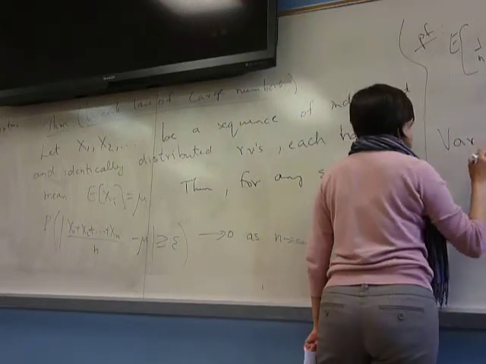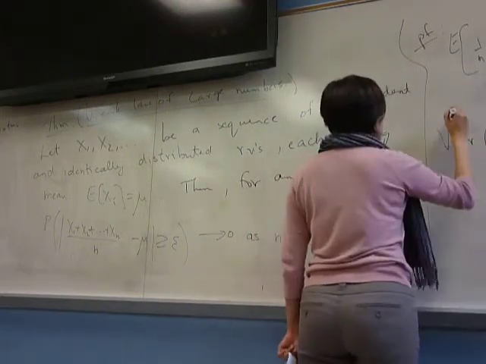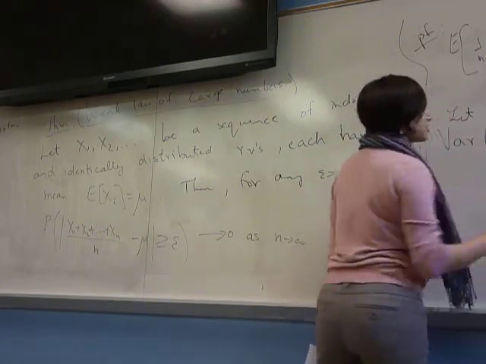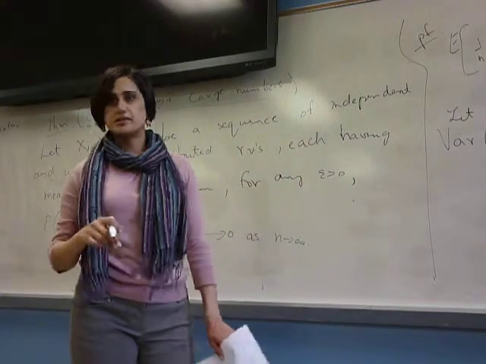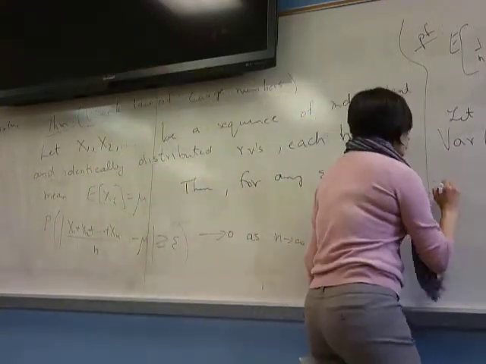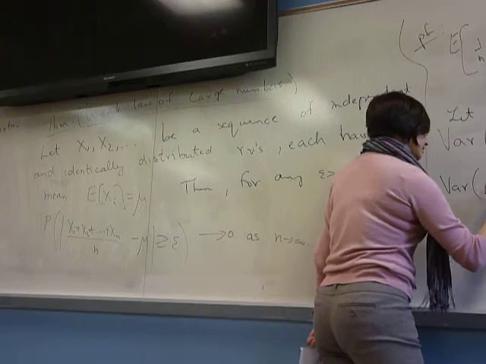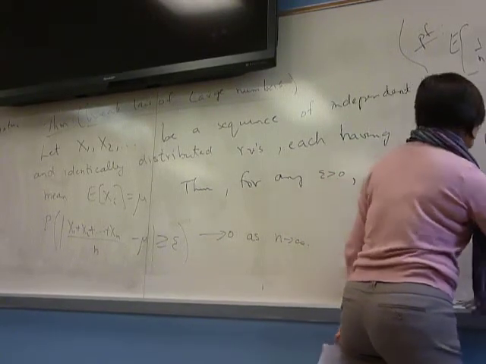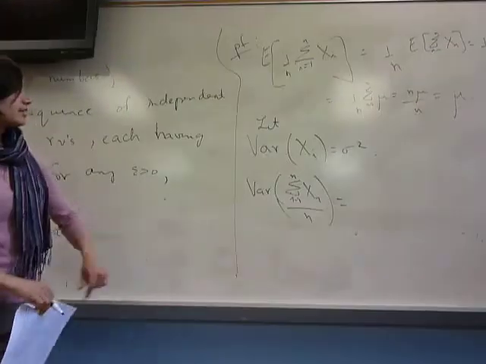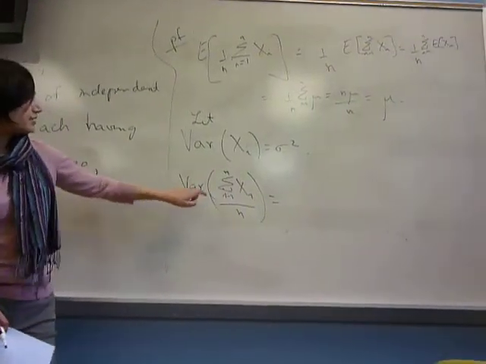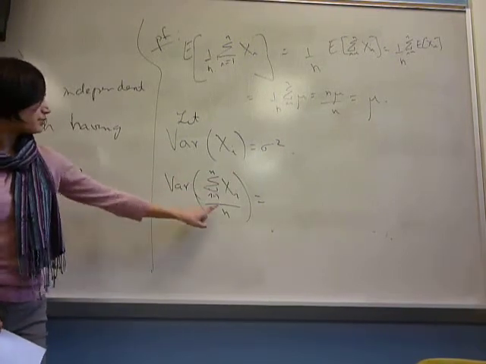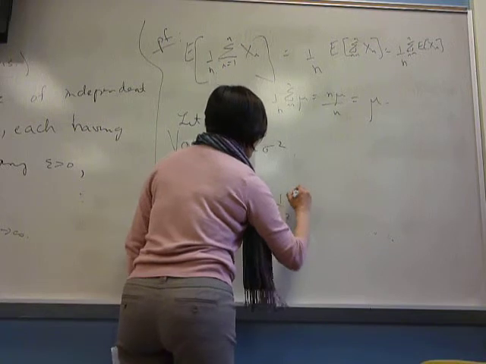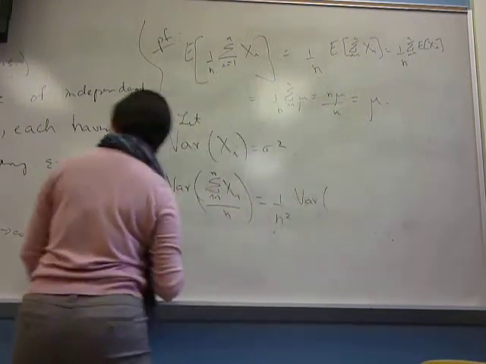What about the variance of the average? Let the variance of Xi be denoted by sigma squared. So let sigma squared be the common variance. Then what is the variance of this average random variable? Now I know from the properties of variance, if I have a constant times a random variable, when I pull the constant out, it gets squared. So I have 1 over n squared times the variance of this random variable.